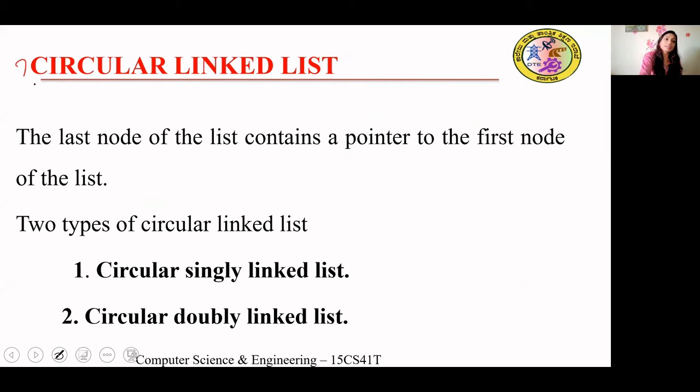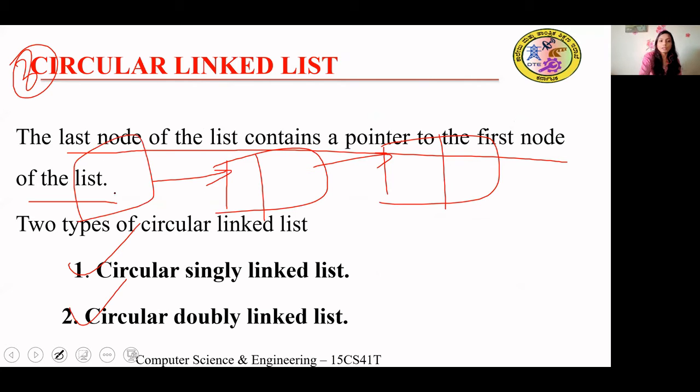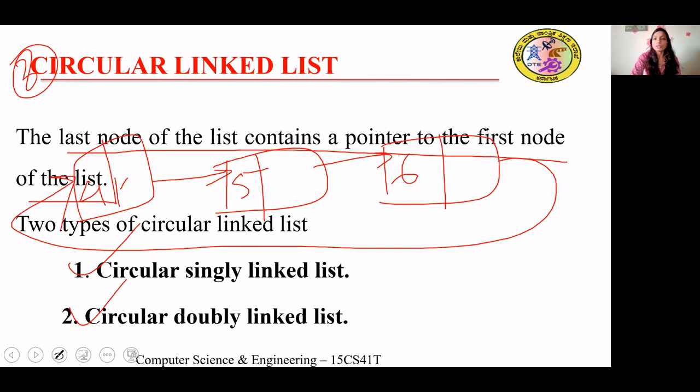So the third linked list is the circular linked list. Again, circular singly linked list is there, and circular doubly linked list is there. What is there is that the last node contains the pointer to the first. So if you have a list like this, what type of list is it, singly or doubly? Can you tell me? Yes, it is a singly linked list. So if we want to make it circular, the last node can connect to the first node. So if we have it like this, then it is called a circular singly linked list.